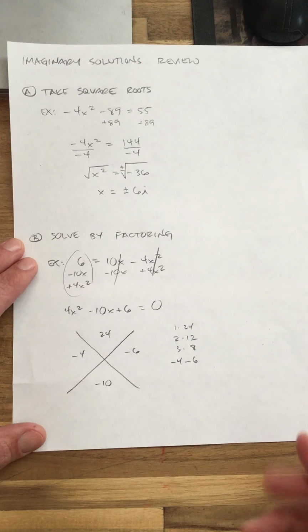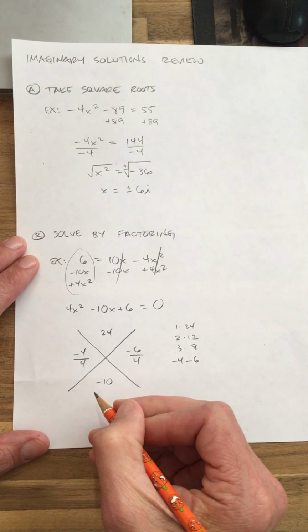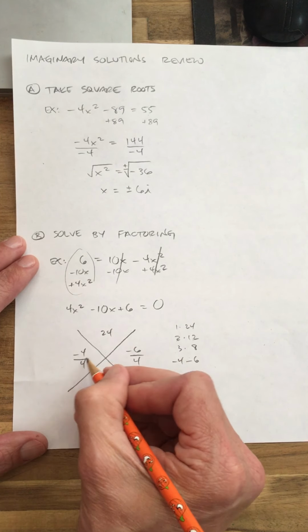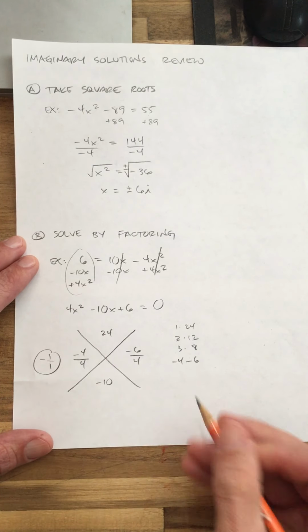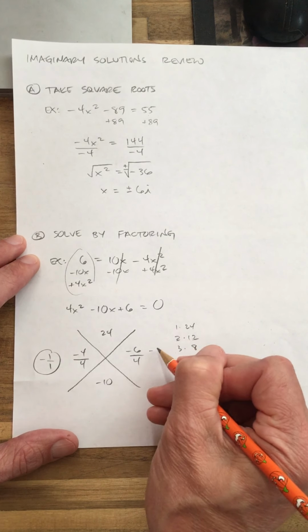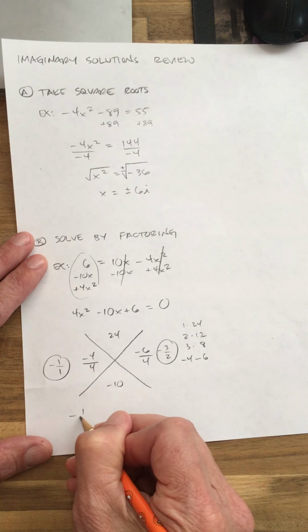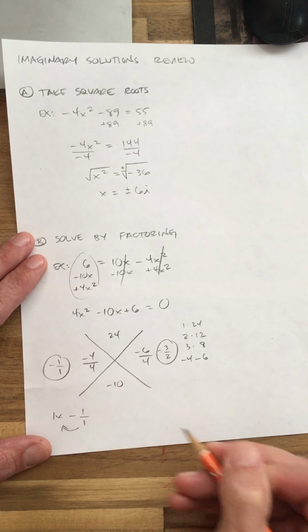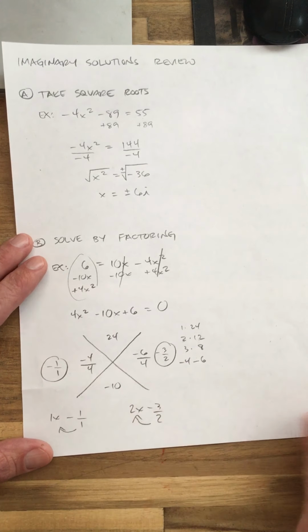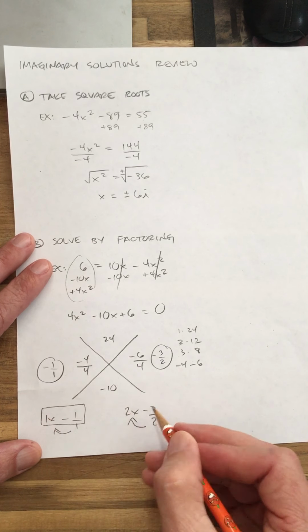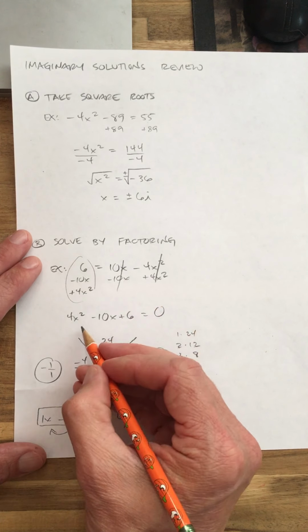Now divide by the a term, so that's 4, divide by 4. Negative 4 over 4 simplifies to negative 1 over 1. Circle that. Negative 6 over 4 simplifies to negative 3 over 2. Circle that. And here we go. Negative 1 over 1, bottoms up, so that's a 1x. Negative 3 over 2, bottoms up, that's a 2x. So I know that these two are my two factors.